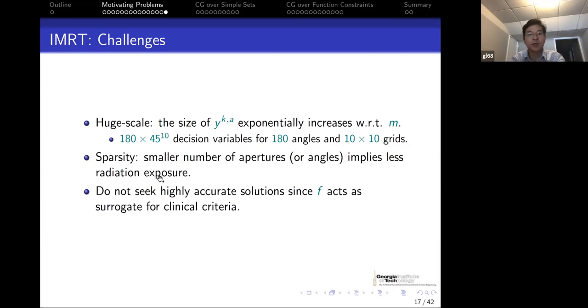Sparsity, usually, we want to have a small number of apertures and a small number of angles. A small number of apertures and/or a small number of angles imply a small amount of radiation exposure to the patients. Also, we don't need to solve this problem very accurately because, as we said, the objective function f acts as some surrogate for some clinical criteria. So all these problems appear to be very challenging.